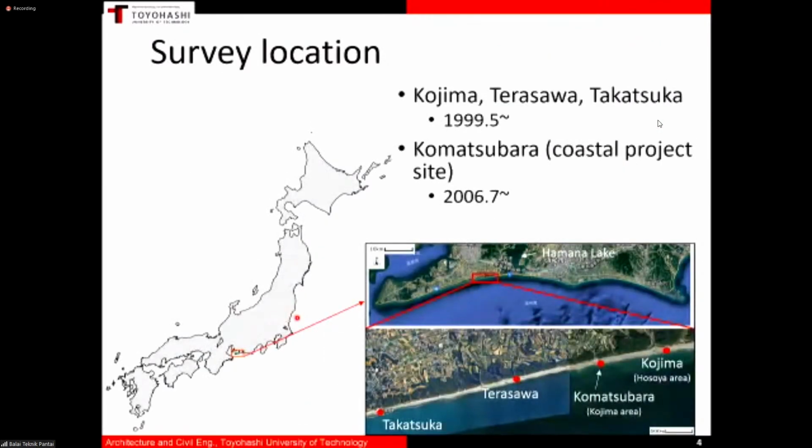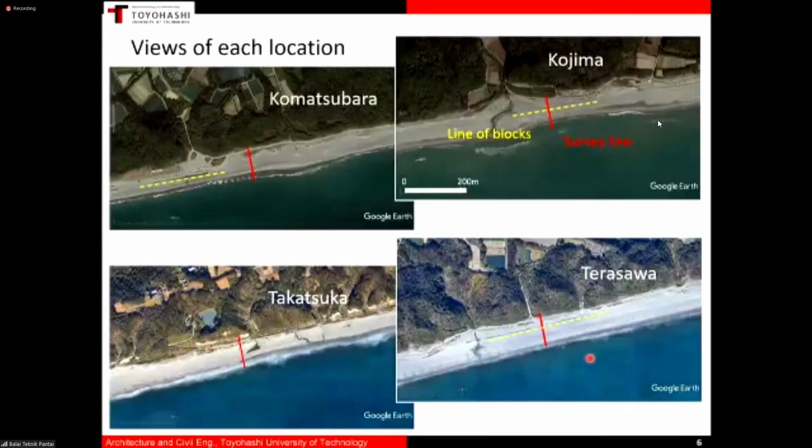And this survey is conducted at 4 locations near our university. Our university is very close to here, maybe about 10 or 15 minutes by car. So our students can go every week in some free time between classes. And we measured the cross-shore profile at these 4 locations. This is the view of each location.